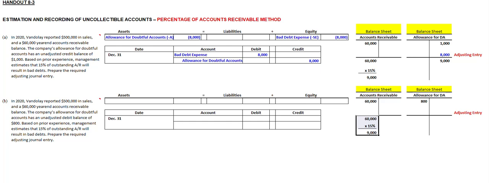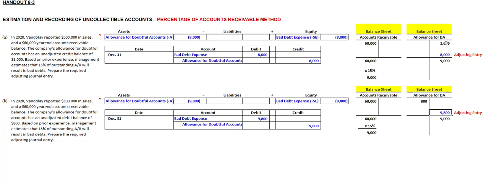We estimate that 15% of our receivables will go uncollected, so we need an ending balance in our allowance for doubtful accounts of $9,000. To get that balance, we're going to need an adjusting entry of $9,800. So we will debit bad debt expense for $9,800, and we will credit the allowance for doubtful accounts for $9,800. Again, a debit balance in the allowance for doubtful accounts at the end of the period before we make any adjustment generally means we didn't set aside enough in prior periods, and this year we're going to have to set aside a little bit more.